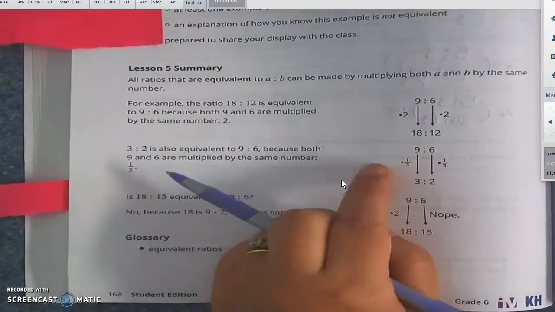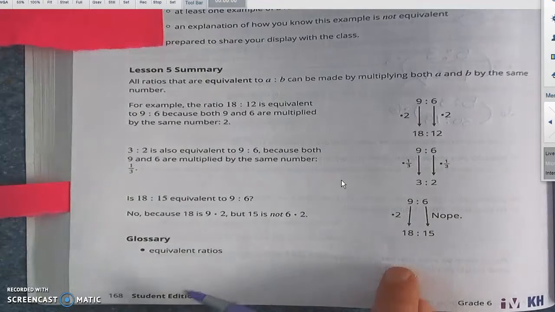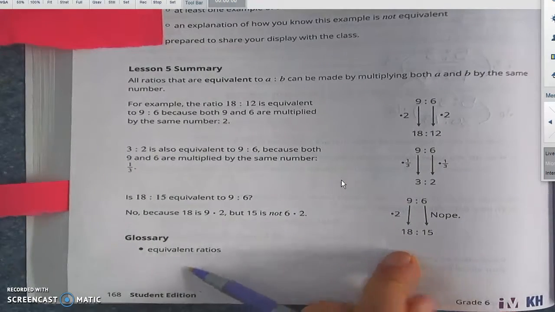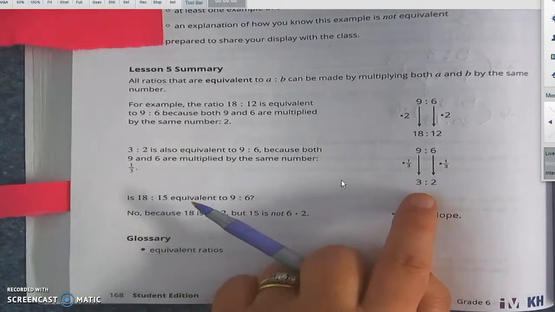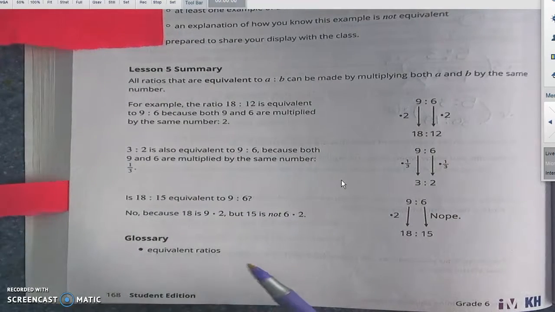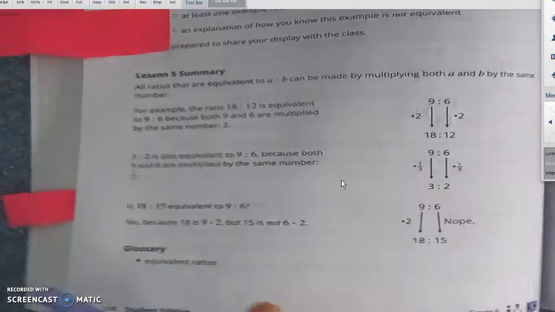And then they showed one where the other one was smaller, so here we're multiplying by 1/3. And they showed us a non-example. This is not equivalent. So 9 times 2 gives us 18, but 6 times 2 does not give us 15, so that's an example of ratios that are not equivalent.